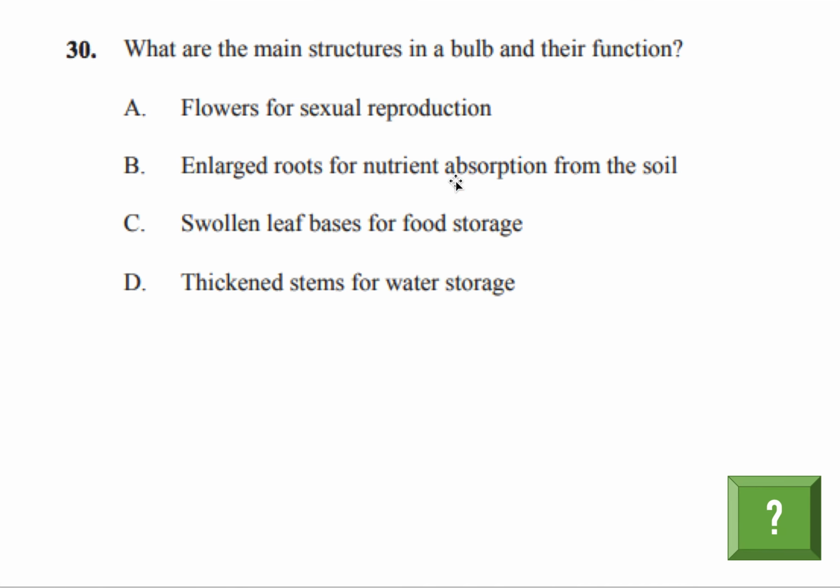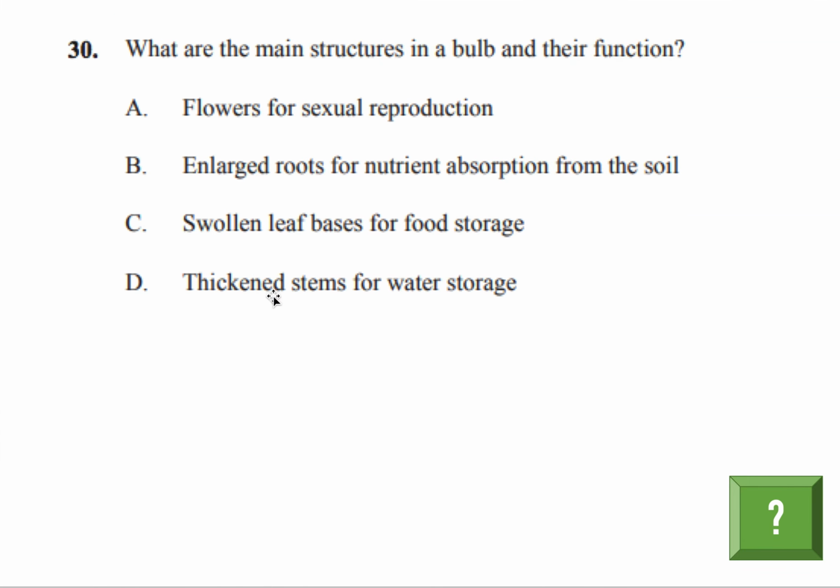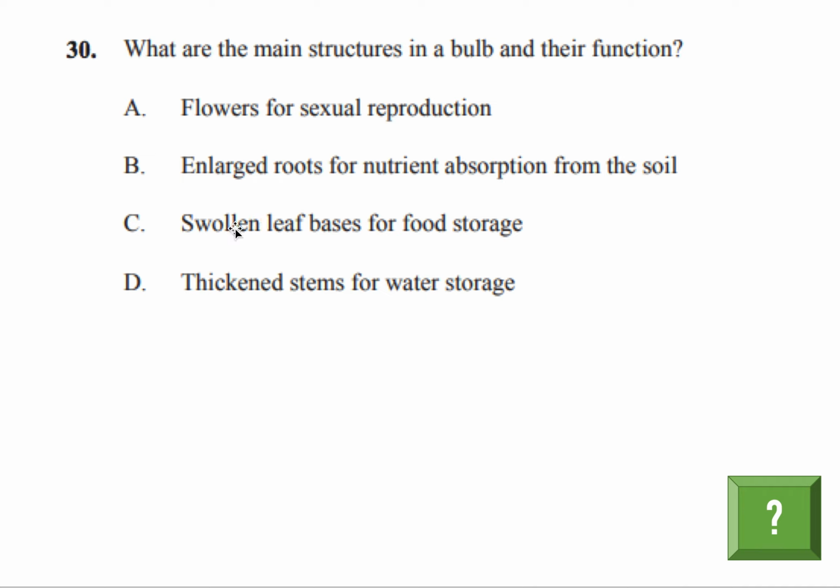So when it is built up like this, where is it? So they're saying, what are the main structures in a bulb and their function? So I just told you the bulb is located in the leaf bases, so by the leaves, in the base of the leaf, and it is swollen because it's full, so the swollen leaf bases, and it's made for food storage. So the answer is C, okay?